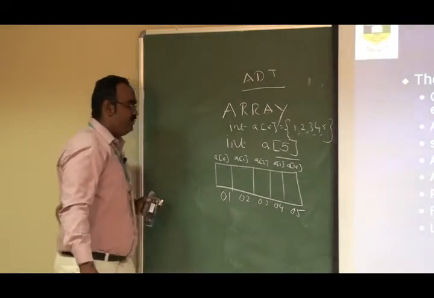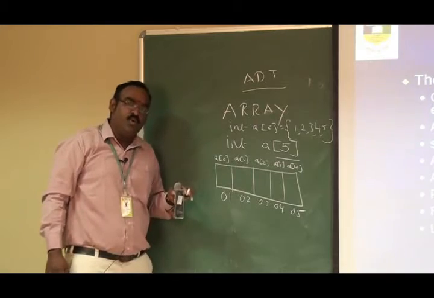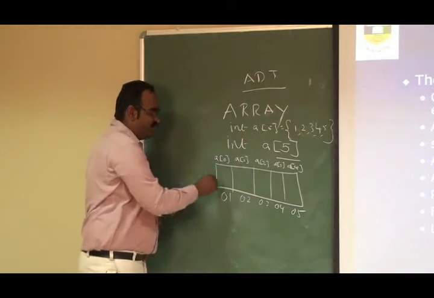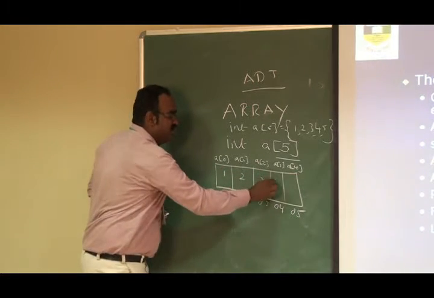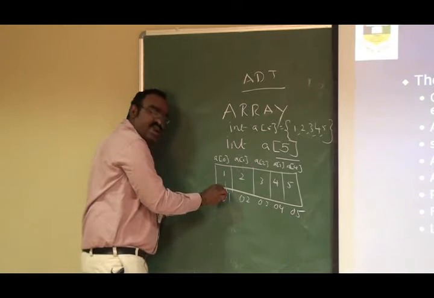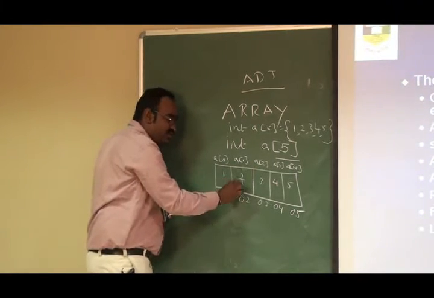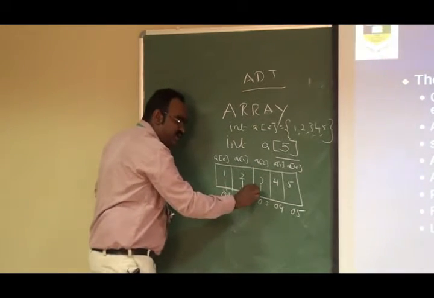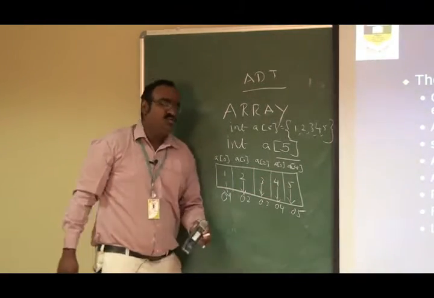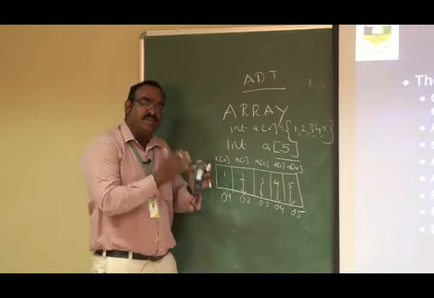So there are 5 elements. In C, the indexing always starts with 0. So 1, 2, 3, 4, 5 are the elements. Sequentially, 1 is stored in the first location, 2 in the second location, 3 in the third location, 4 in the fourth location, and so on. So this is a contiguous memory allocation.